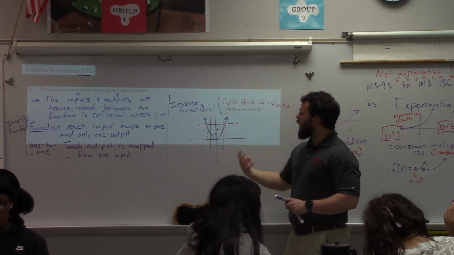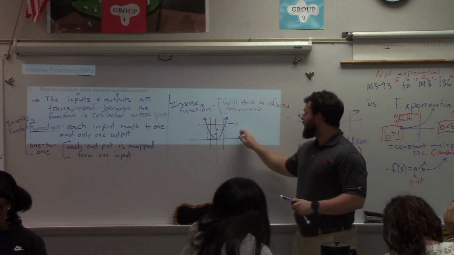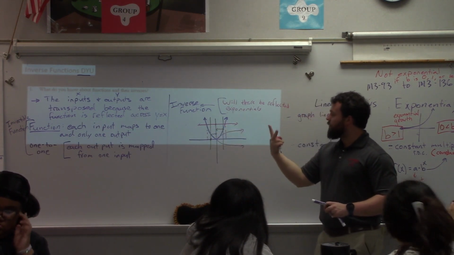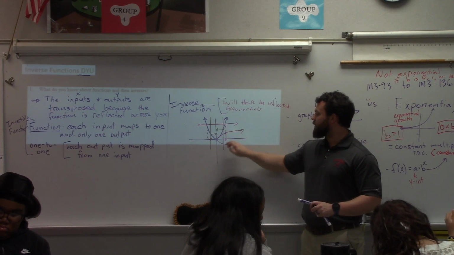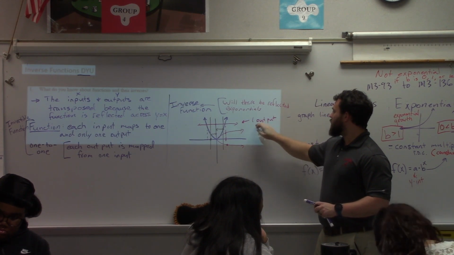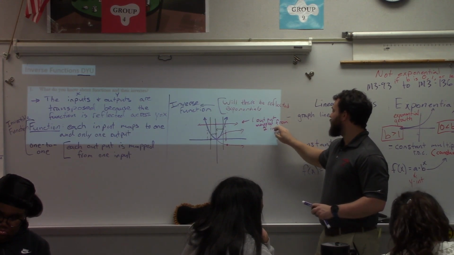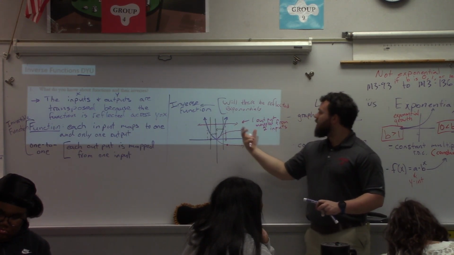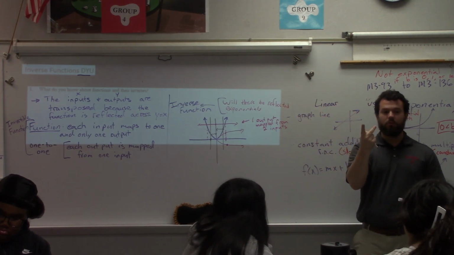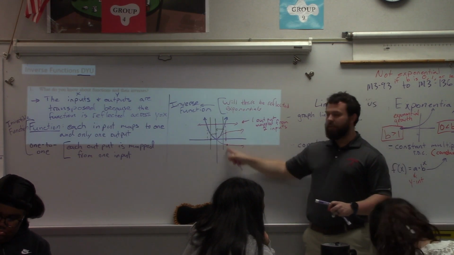So when I reflect across the line y equals x and get the inverse, I'm going to get something that looks like this. And if that one output had two inputs, that now means this one input has how many outputs? Two. So one input would map to two outputs. The inputs and outputs are going to be swapped, transposed, so now one input will map to two outputs in the inverse.